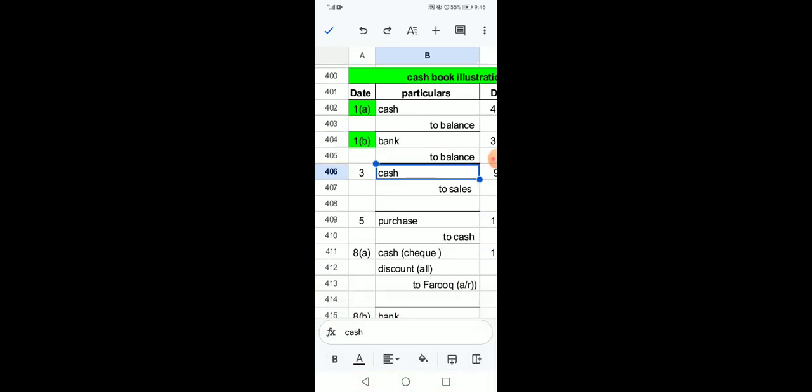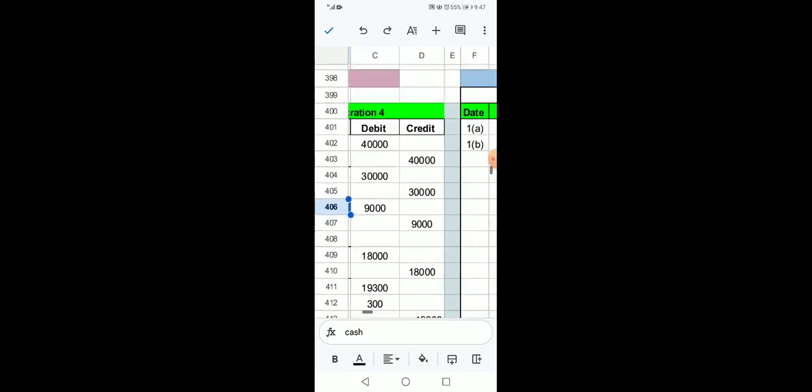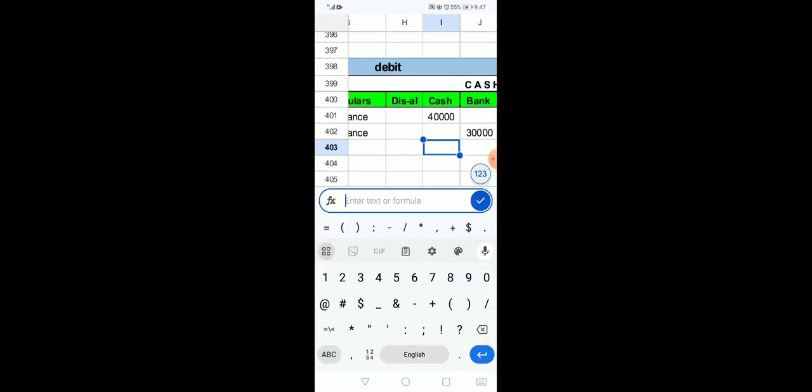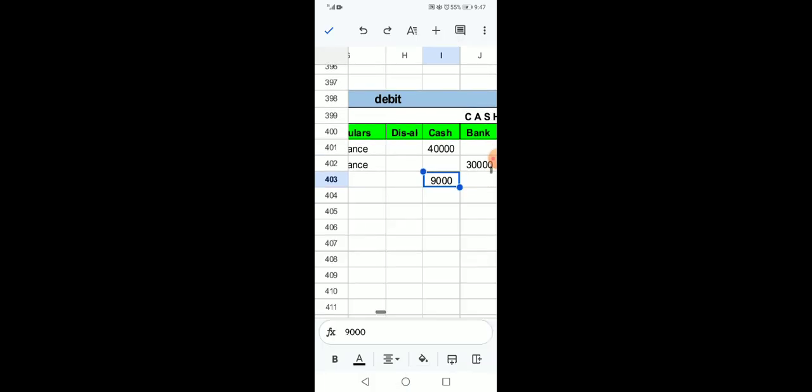Next entry is 3. There are two elements in the third entry, but we are associated with only one, that is cash. Cash is debited with 9,000. Go to the debit side of the cash and write 9,000. A simple rule is being followed. If cash is debit, do debit. If bank is debit, do debit. And the same rule for the credit side.